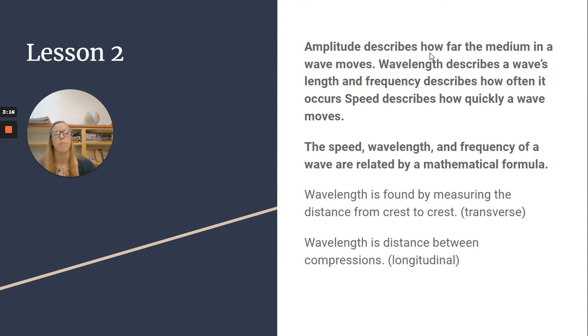Lesson 2, amplitude describes how far the medium in a wave moves. Wavelength describes a wave's length, and frequency describes how often it occurs. And then speed describes how quickly a wave moves. And then the speed, wavelength, and frequency of a wave are related by a mathematical formula. So wavelength in a transverse wave is found by measuring the distance from crest to crest, and in a longitudinal wave, it's the distance between compressions.